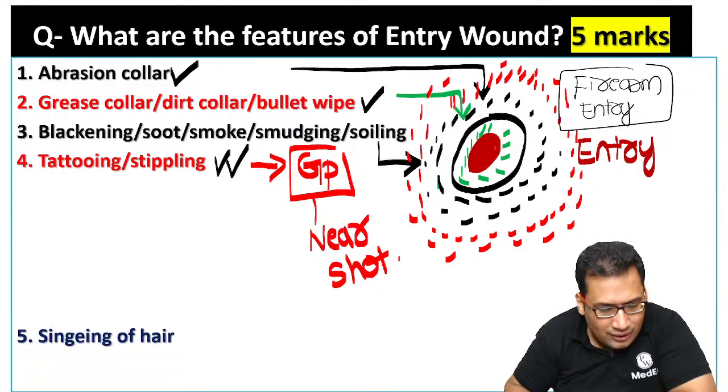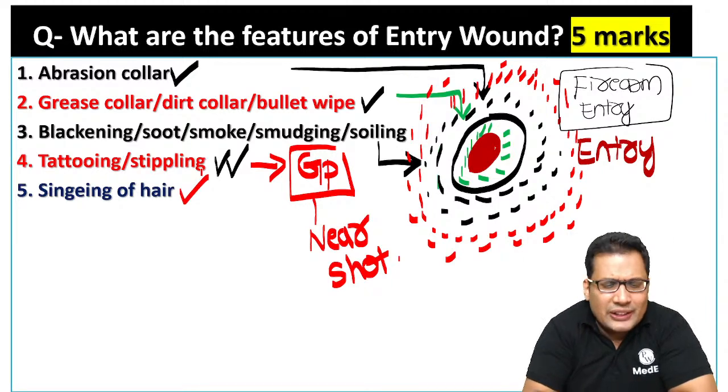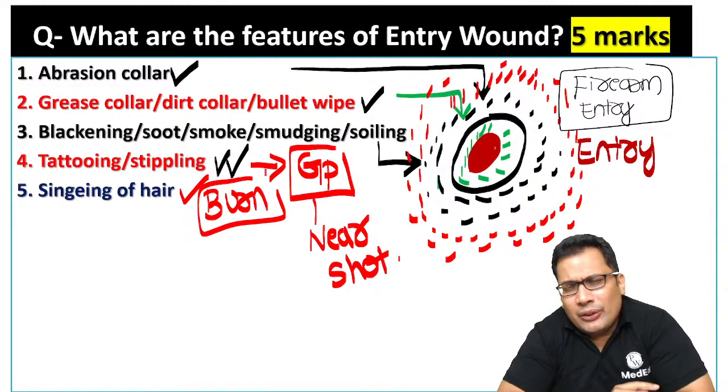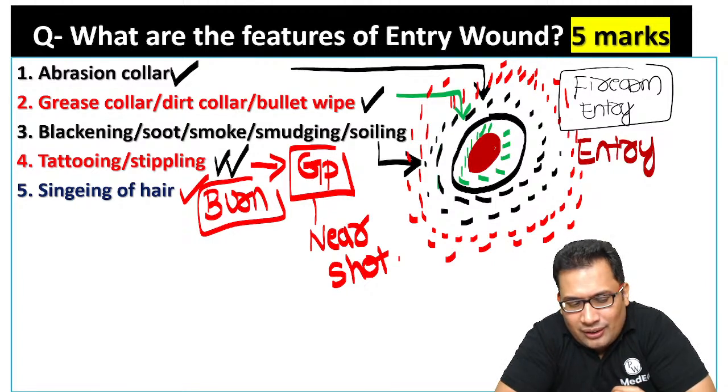Now next point, singeing of hair. Singeing of hair is because of burn injury. Burn. When you see singeing, that must be entry wound. In exit wound, there won't be any singeing of the hair. Okay? Burn.